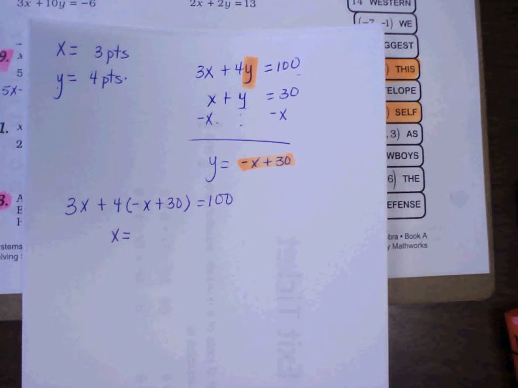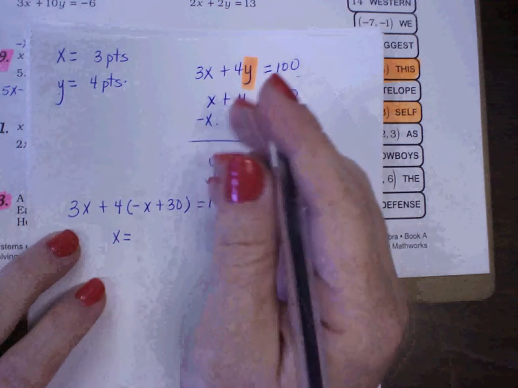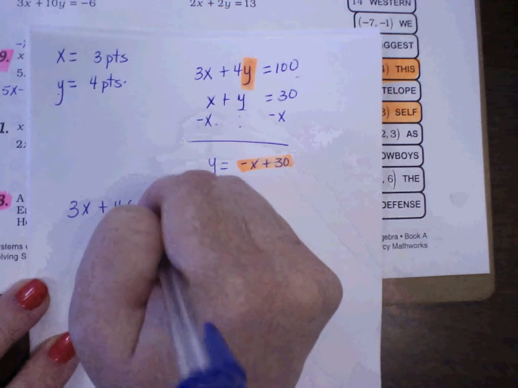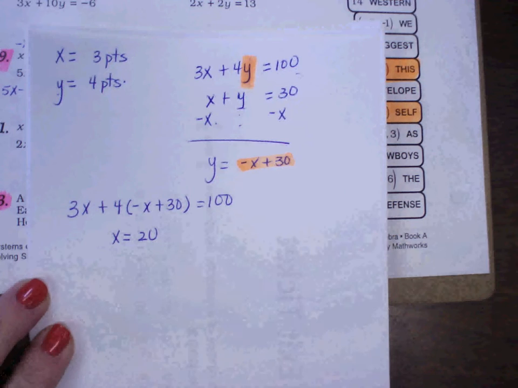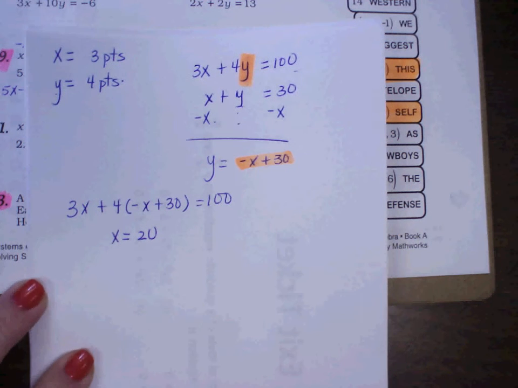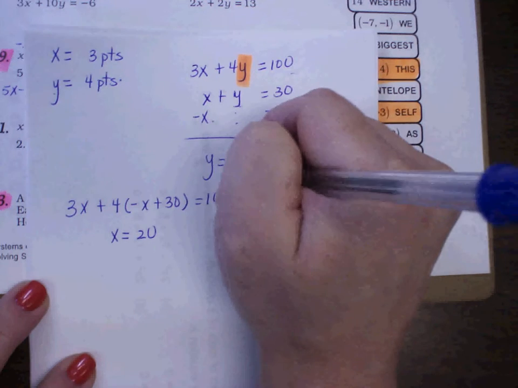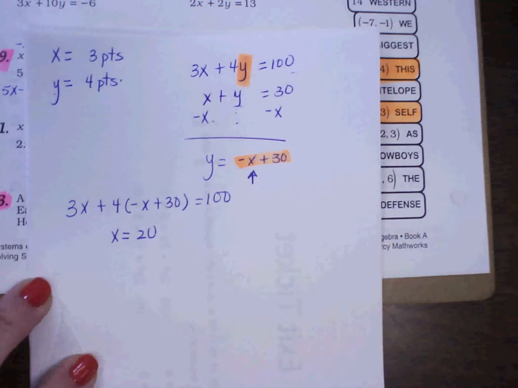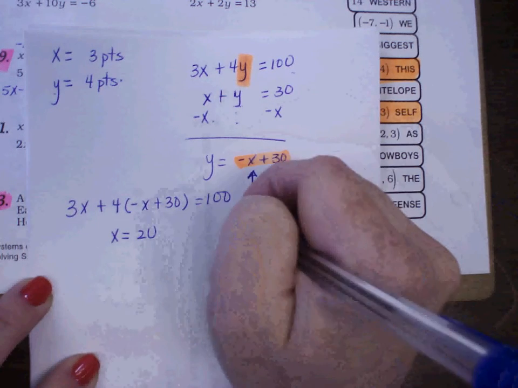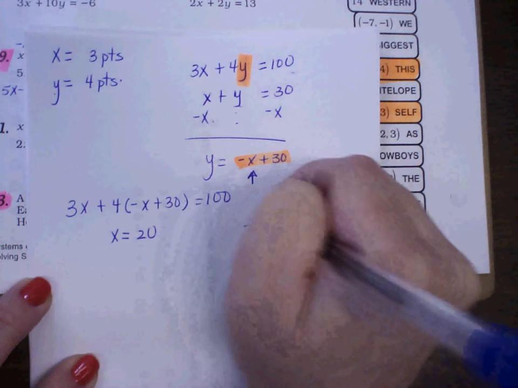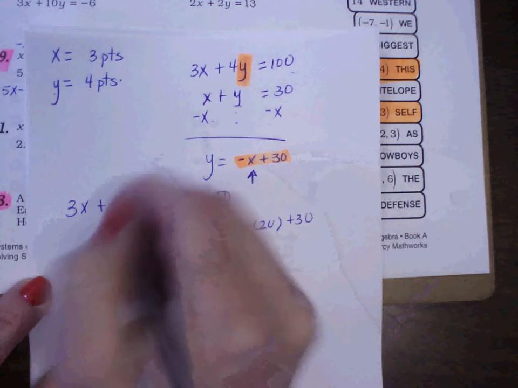All right, what does x equal to? 20. So the one that's not my baby was right. Whatever. All right, so now I'm going to plug in, substitute that 20. So that would be negative 20 plus 30. What is y? 10.